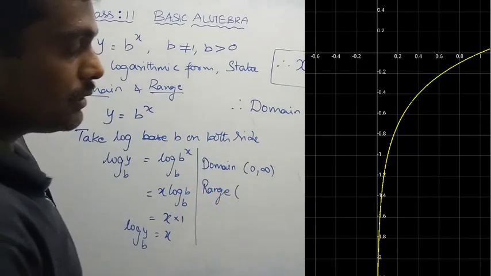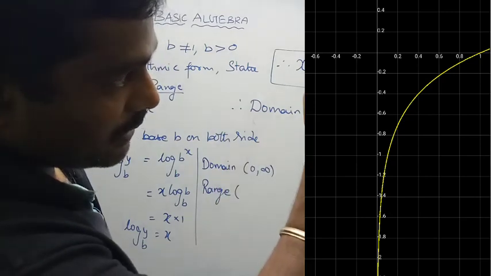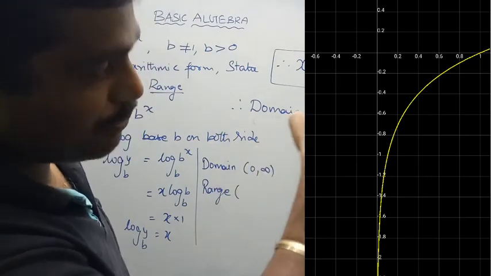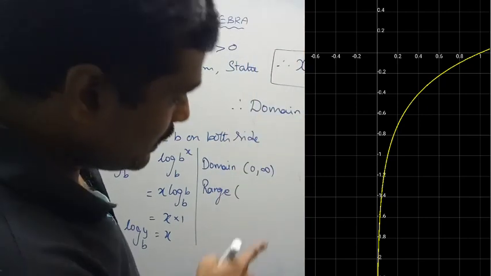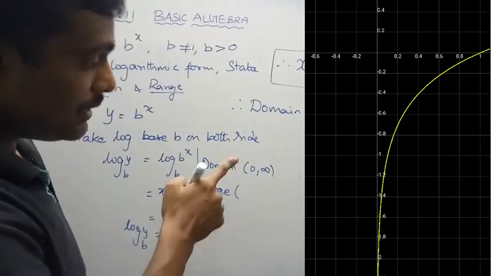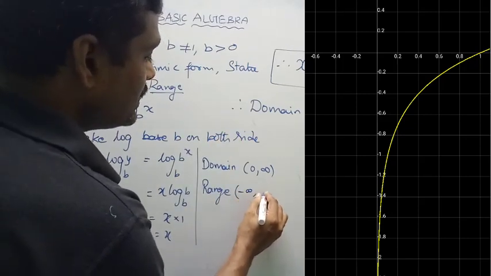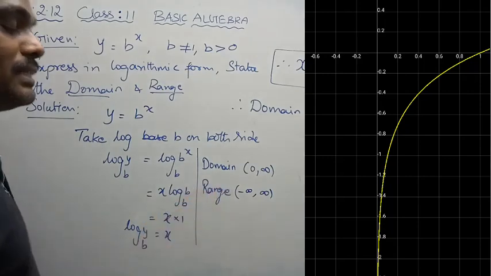What is the output? When you see the graph, the output goes to plus infinity. I won't show it in the graph, but it keeps going up to plus infinity, and when it comes down, it goes to minus infinity. So it never touches both. So the range is minus infinity comma plus infinity.